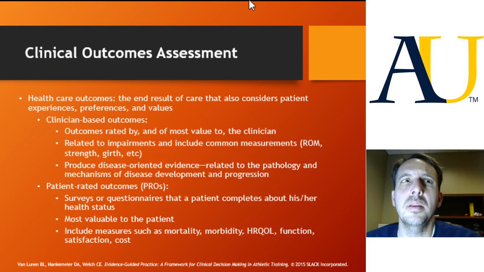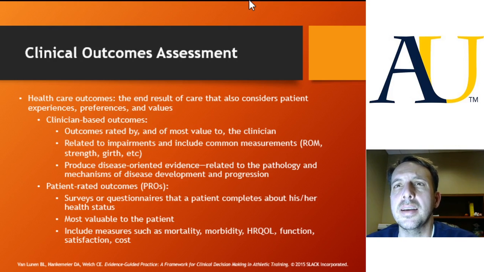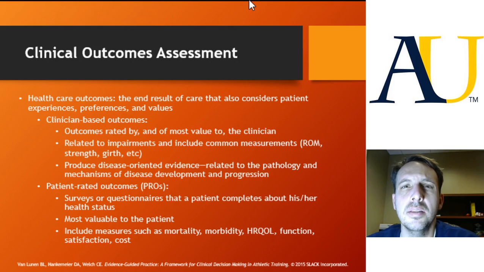So when we talk about clinical outcomes assessment, this is simply all data collected during the course of the normal treatment procedure. This doesn't need to be something on top of what you already do. In fact, what it should be doing is just documenting the overall progression of your treatment. And these fall into two general categories. The first and most common that you're used to are clinician-based outcomes. And this occurs every time you do a re-evaluation to measure progress.